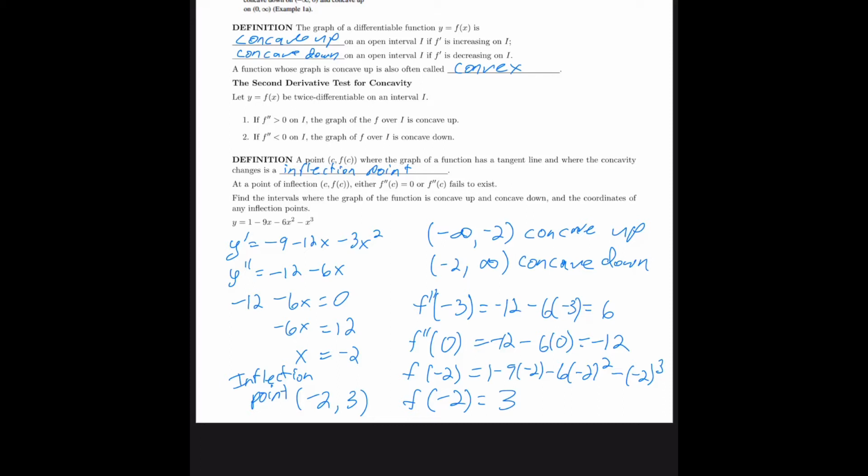And the nice thing is you can see a lot of this from the graph. The only thing it won't tell you is where the inflection point is. If you were to graph this, you could kind of figure out where it's going to be, but you wouldn't be able to actually tell for sure.